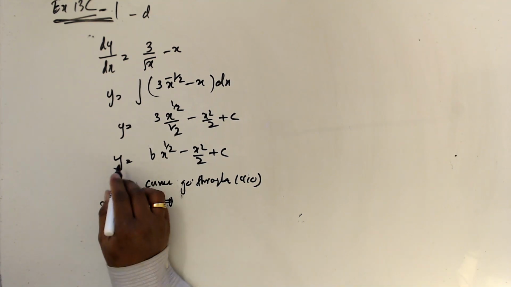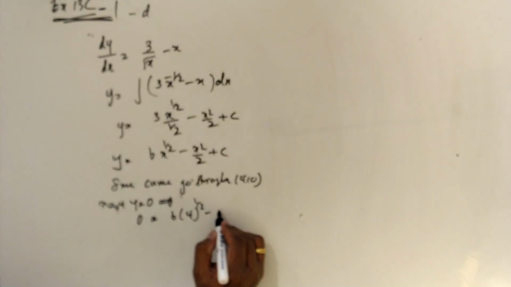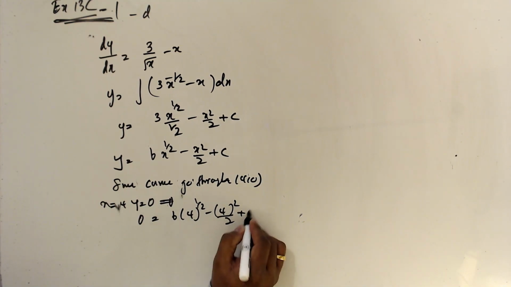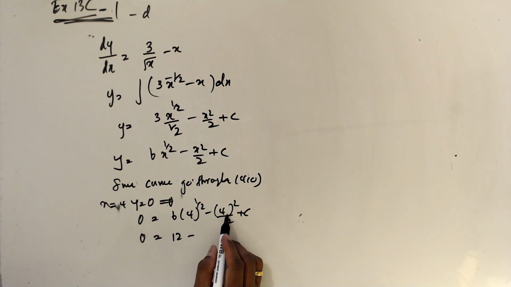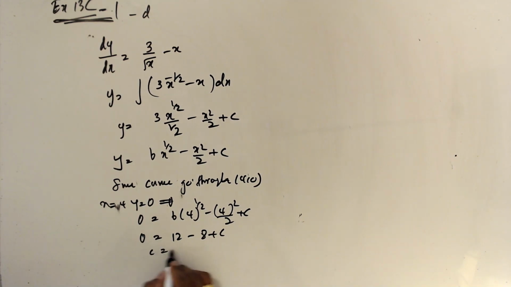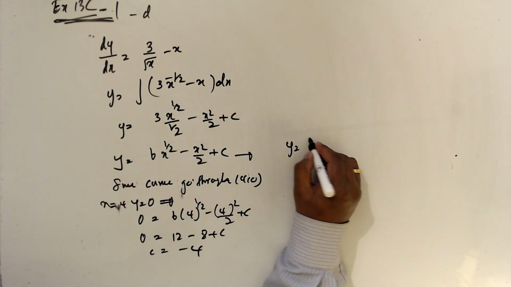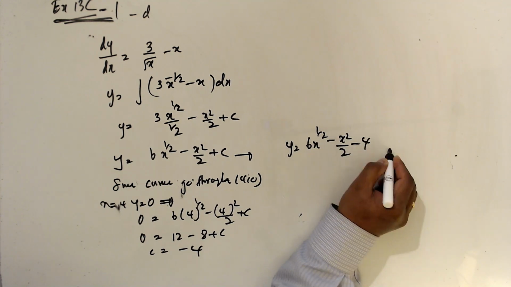We apply this one, so 0 equals 6 times 4^(1/2), then 4 squared over 2 plus c. So this is going to be 0 equals: square root of 4 is 2, this is 12, 4 squared is 16, then divide by 2, 8, plus c. So c equals minus 4. So the curve is going to be y equals 6x^(1/2) minus x squared over 2 minus 4.